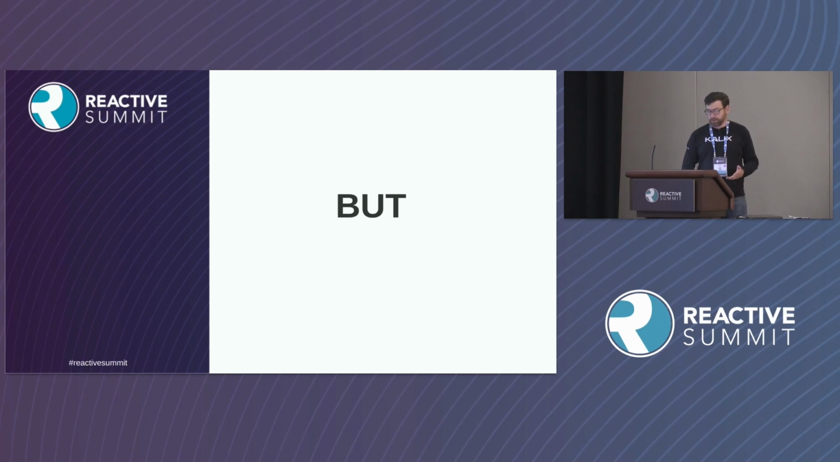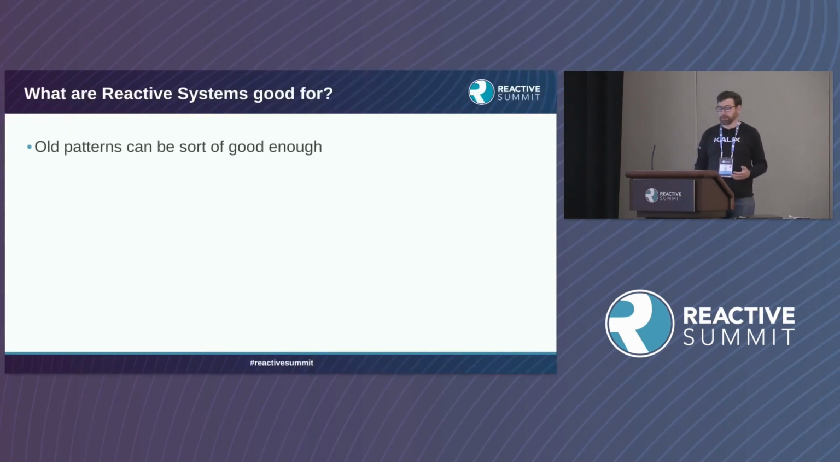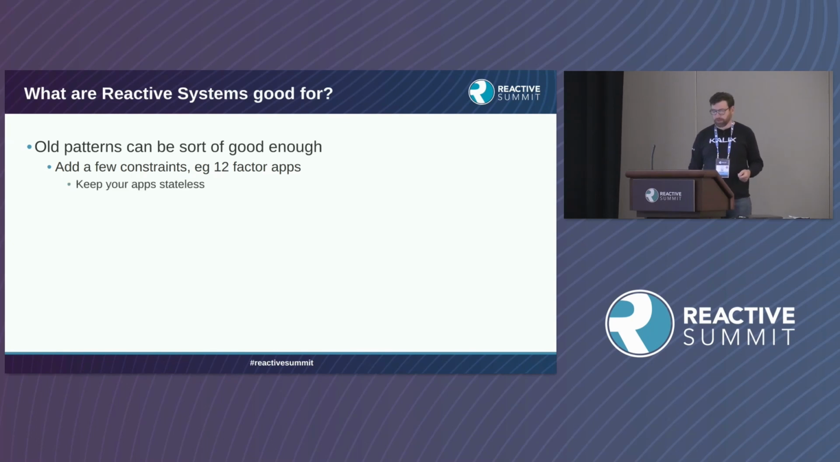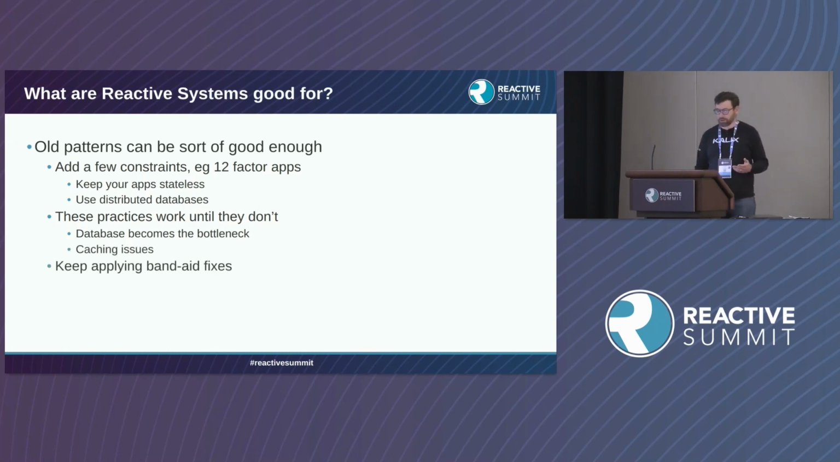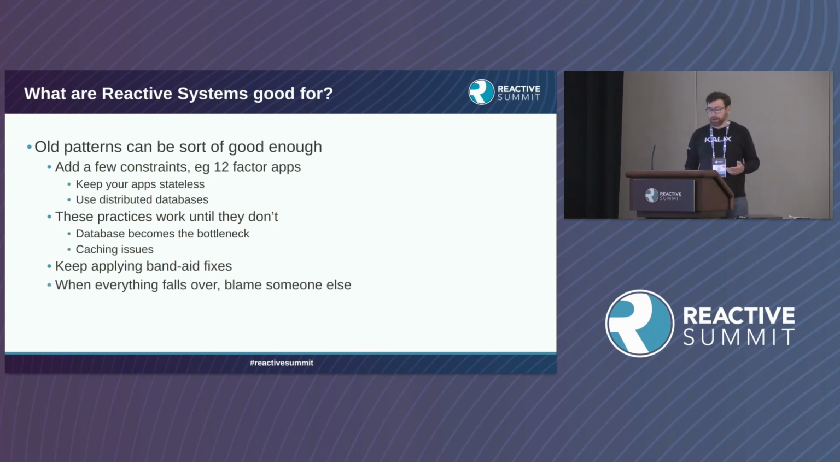But it wasn't the perfect use case for reactive, because old patterns could sort of be made to be good enough. So you add a few constraints. 12-factor apps is a good example. Keep your application nodes stateless, use distributed databases, and these practices would sort of work until they didn't, because the database becomes the bottleneck. You could have caching issues, but people kind of hobbled through being able to use the cloud by applying band-aid fixes to these issues. And of course, when everything falls over, you can always just blame someone else. So AWS went down, it's not our fault.